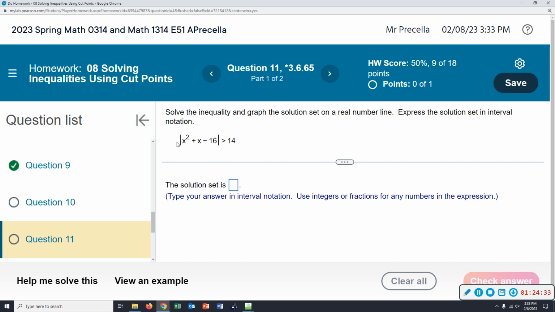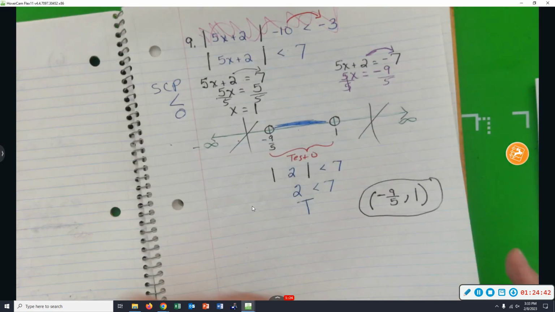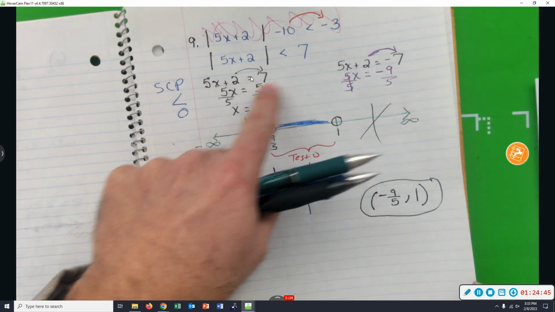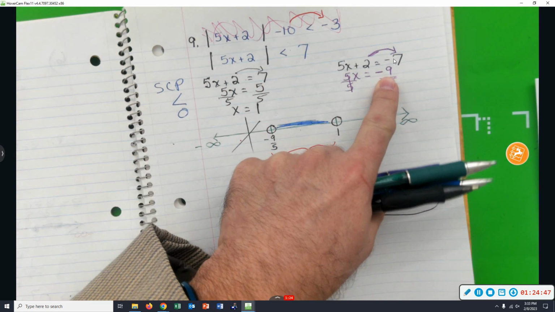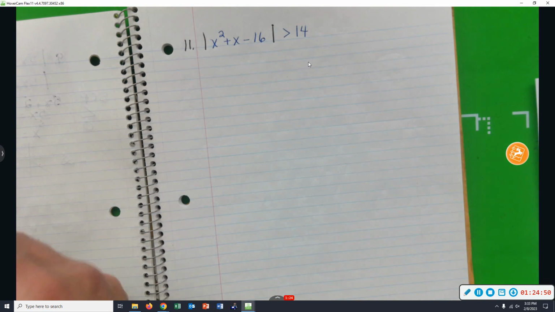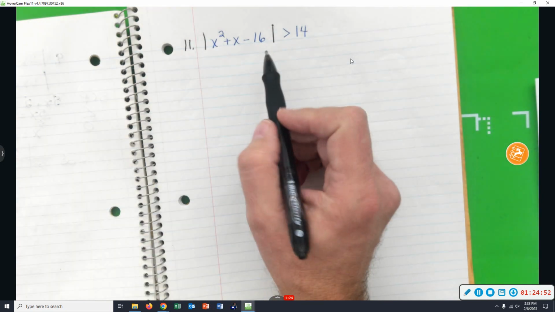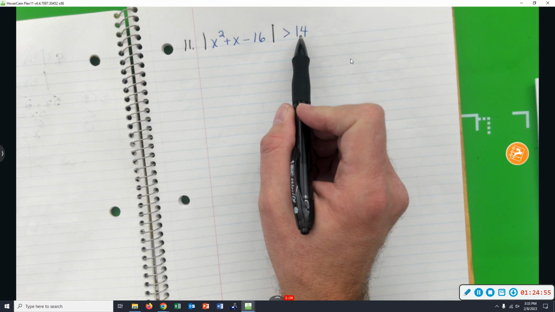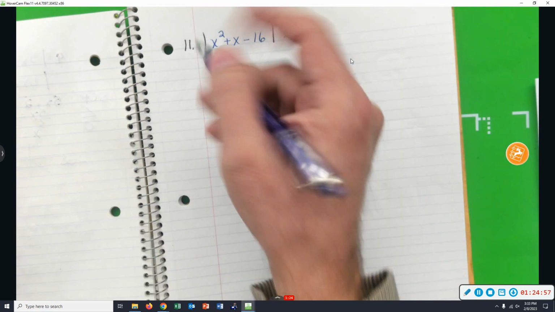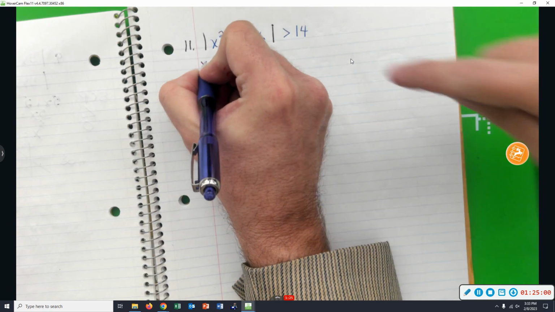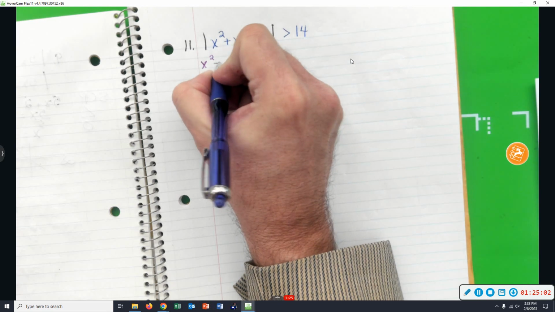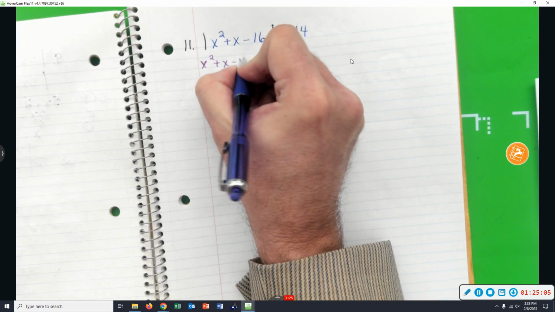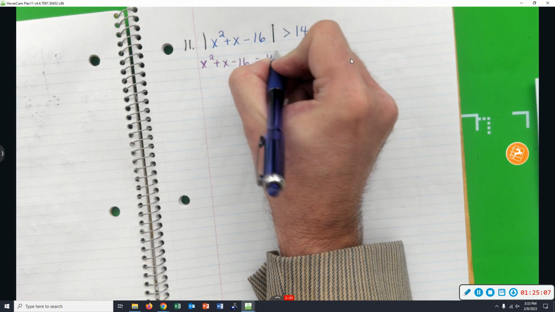Are we going to have to move anything around, or the absolute value bar is already isolated? Yes, they're already isolated, and so that's nice. We're going to start, just like over here, where we went equals 7, equals negative 7. What am I going to do here to find these solution cut points? Equals 14 and equals negative 14. Okay, so try to write small. x squared plus x minus 16 equals 14.